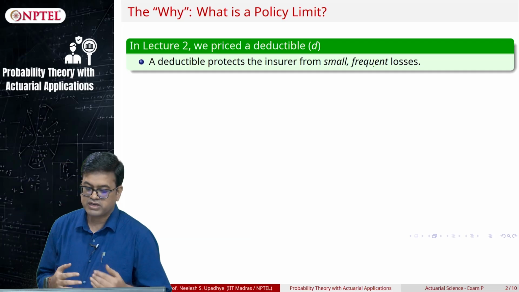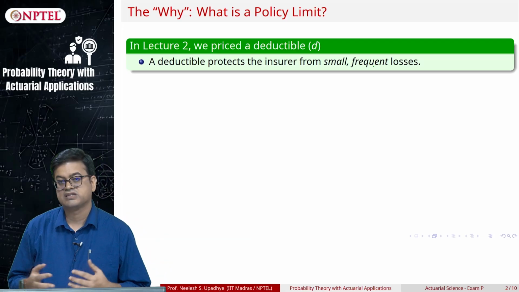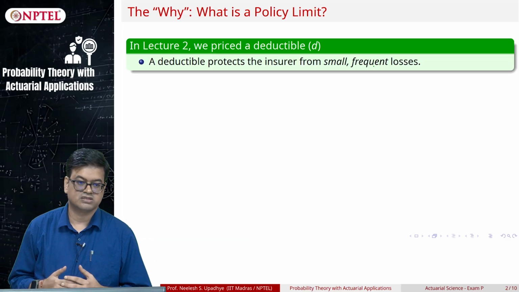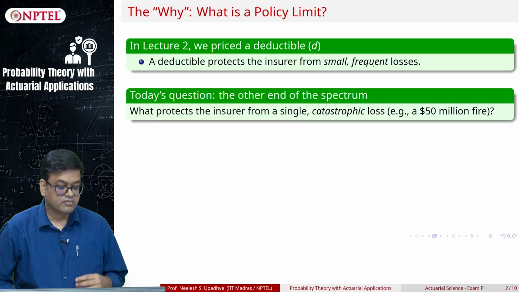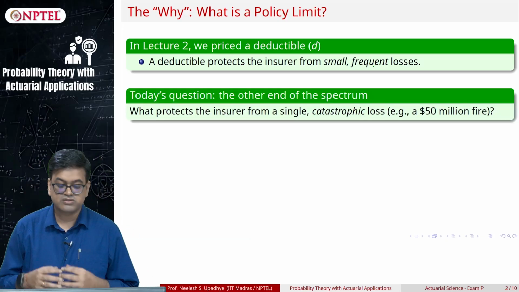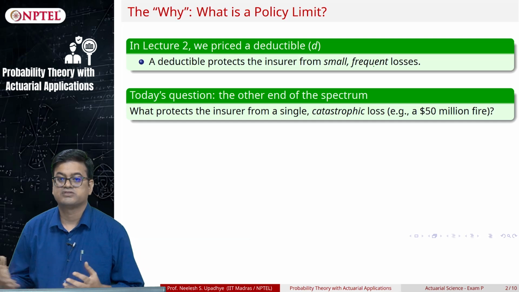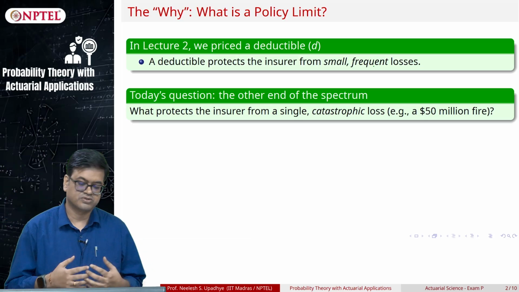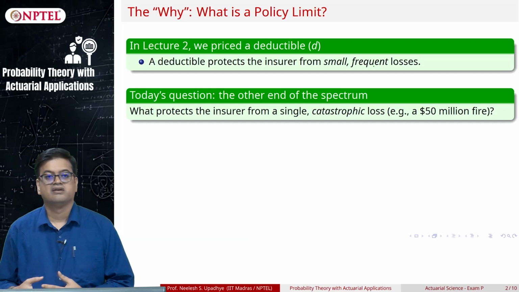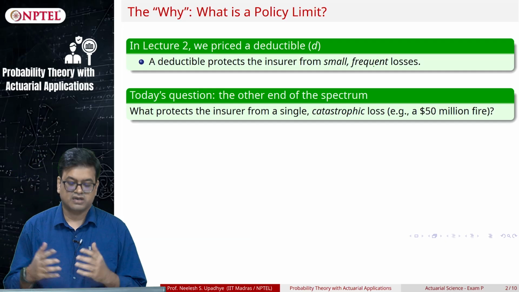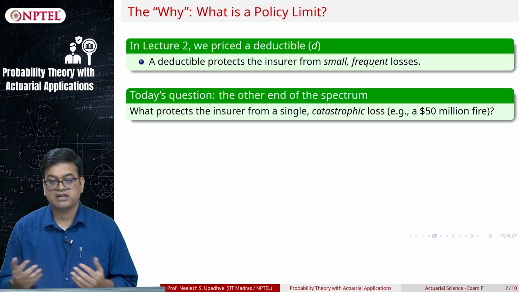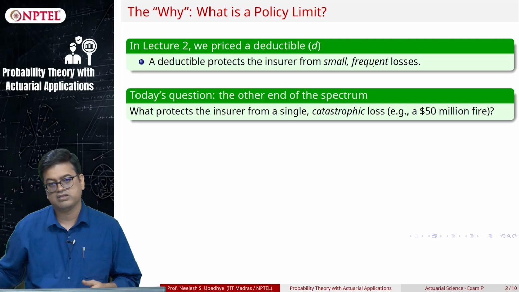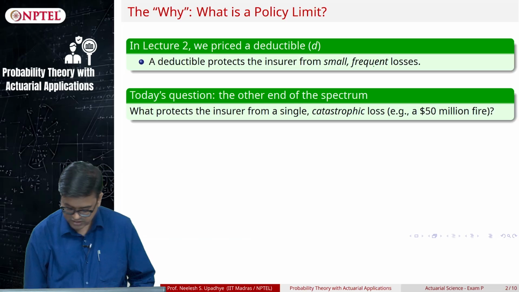When we looked at lecture 2, discussing deductibles, we were trying to protect the insurer from small and frequent losses. What if the insurer wants protection from a catastrophic loss? For example, if there is a fire breakout and the insurer is supposed to pay 50 million for a single fire, how will you protect yourself? The answer is: do not pay unlimited. In deductibles, we were keeping the cap on the lower side; now you limit the cap on the upper side also. That is what we are doing today.